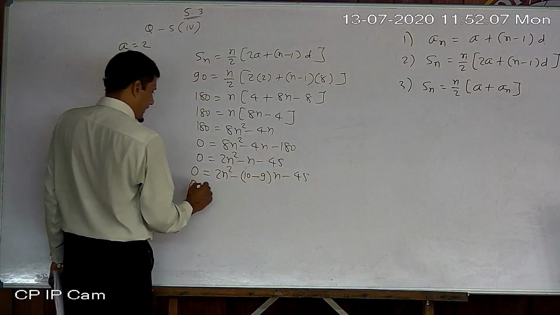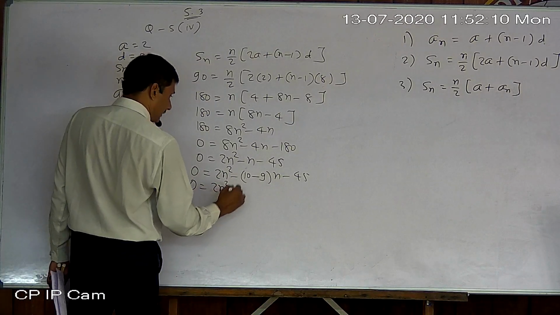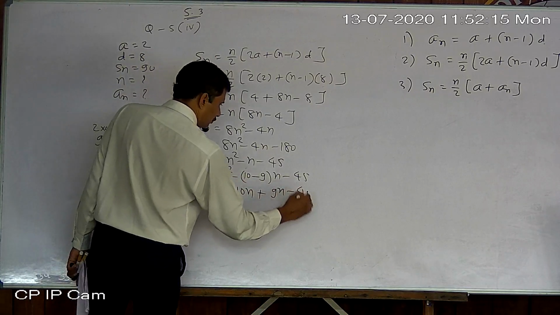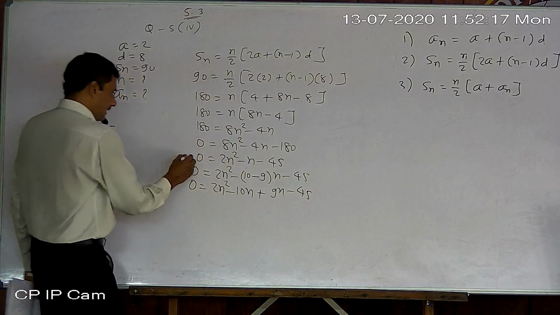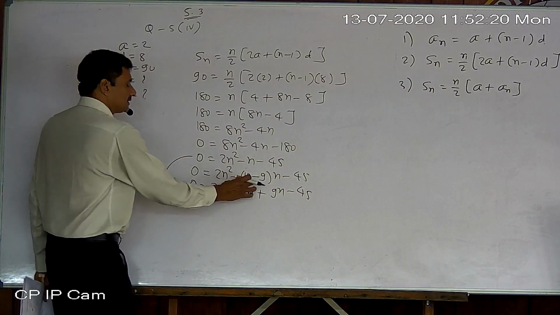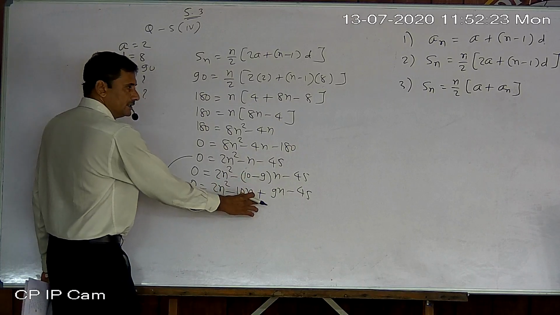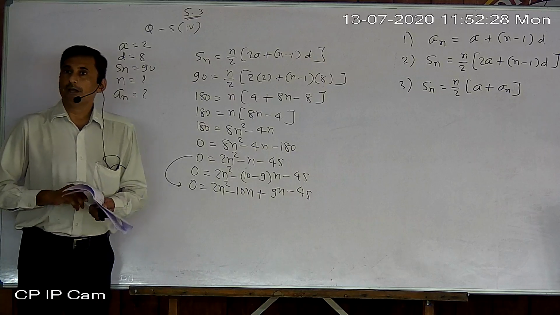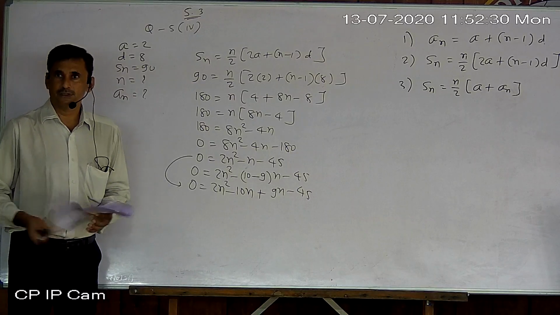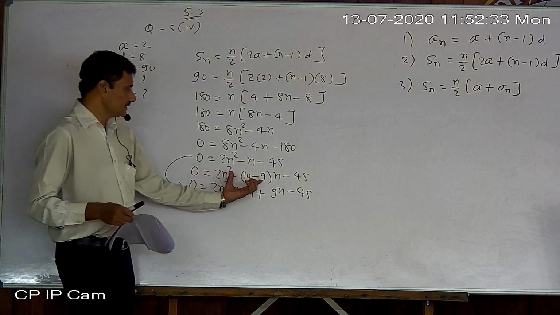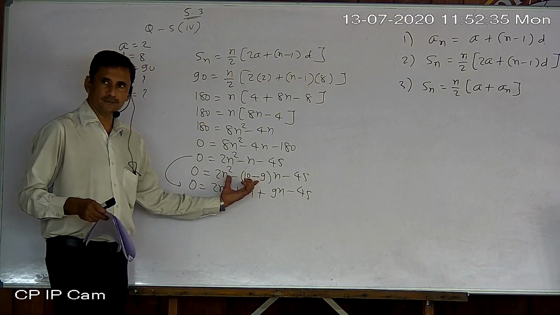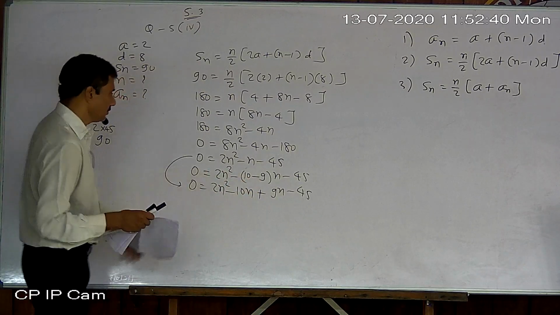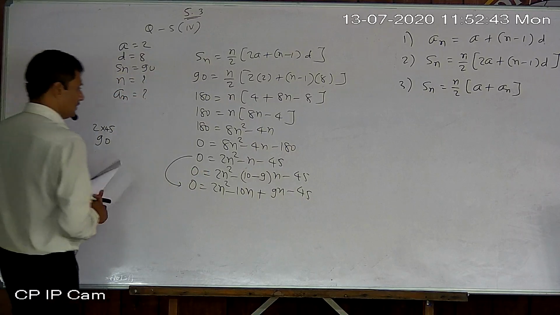Now just open the bracket and take common. So 2n square minus 10n plus 9n minus 45. You can write this step directly also, but many students make mistakes here. Instead of taking the difference, they sometimes try to get the sum of factors to get b. So this step is important. Don't ignore it.